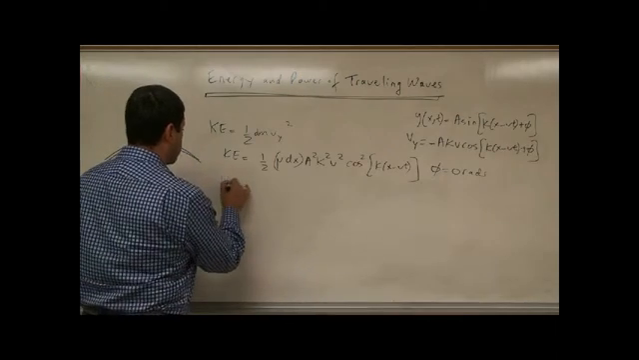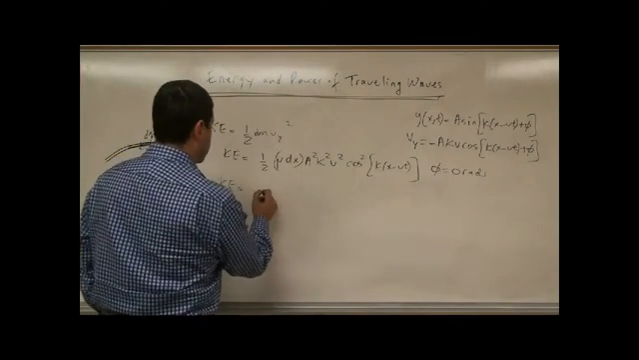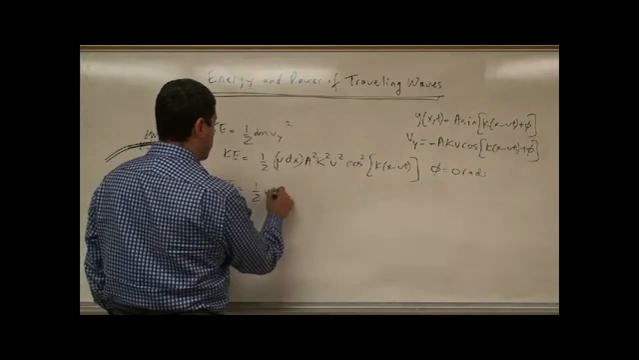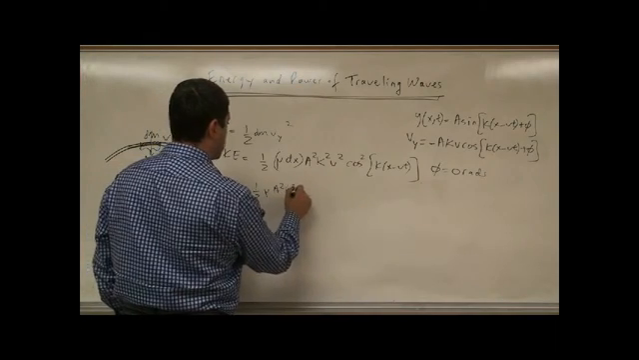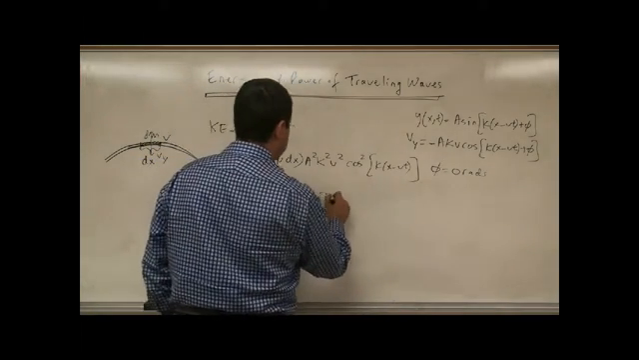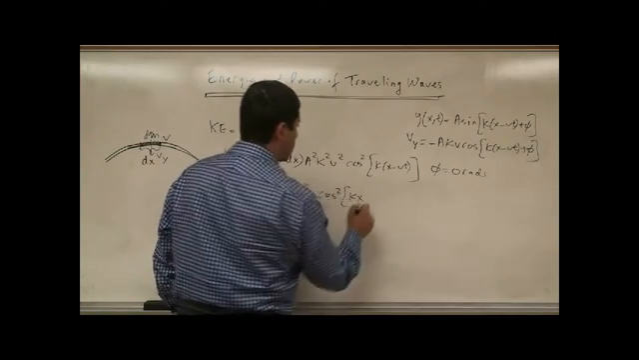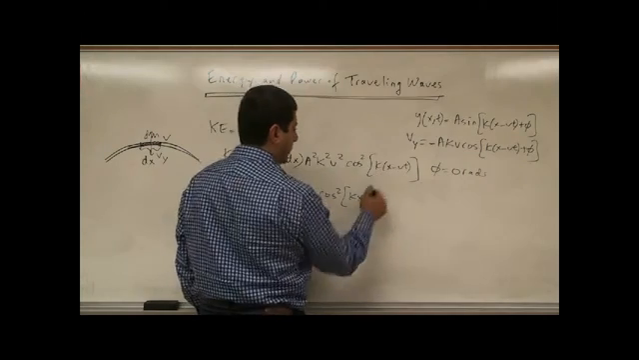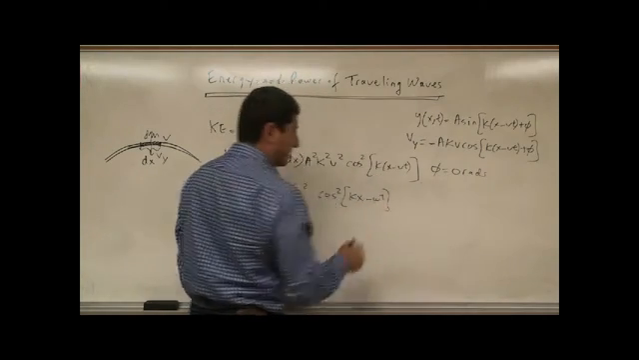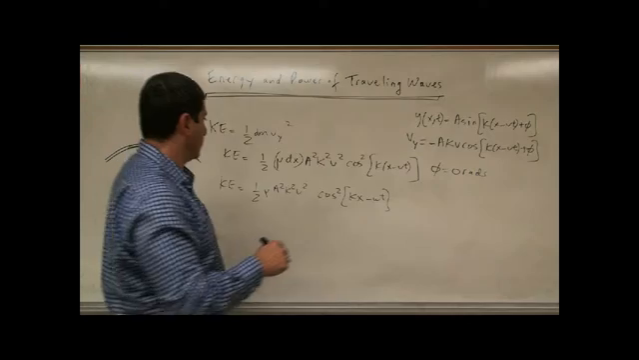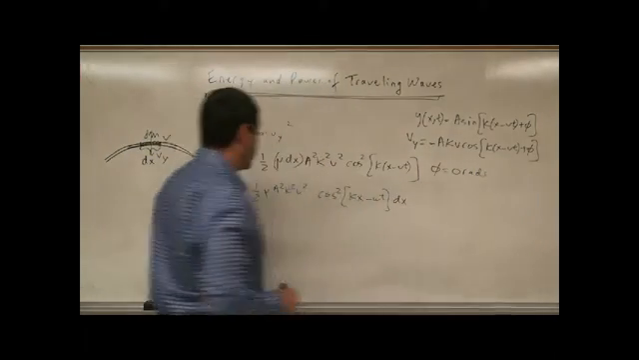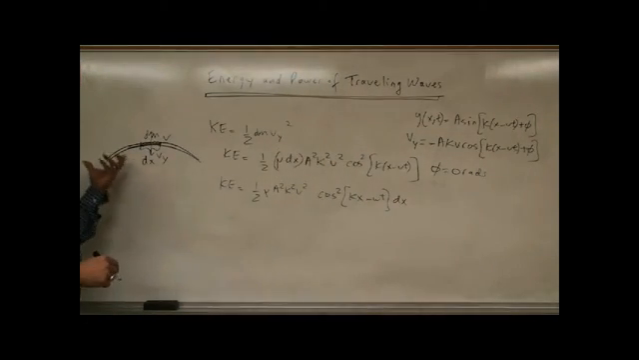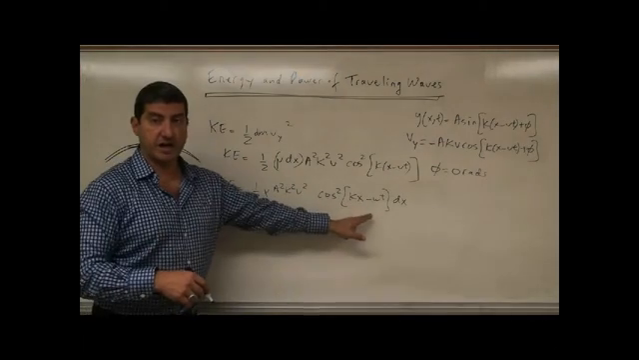This gives us the kinetic energy. We can rewrite this as half mu a squared k squared v squared cosine squared of kx minus omega t, that's the other way that we can write it, times dx, right? Now, this gives us only the kinetic energy of this piece, as a function of time.